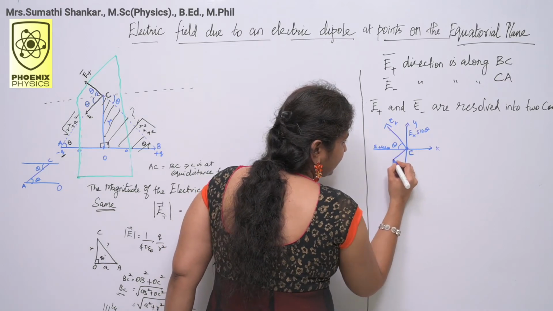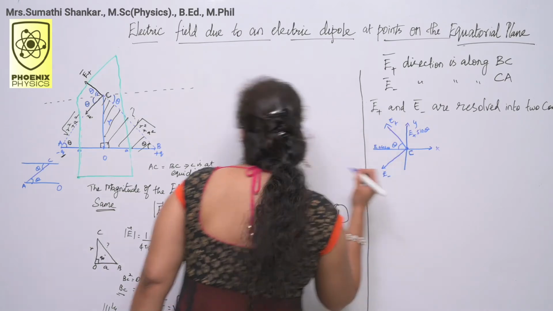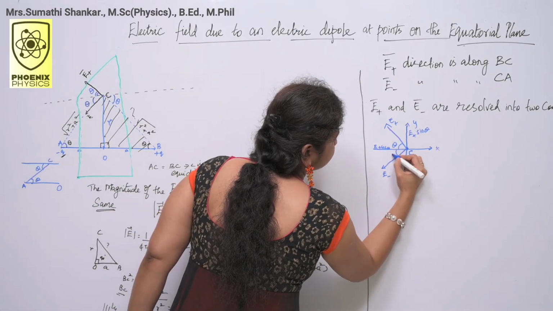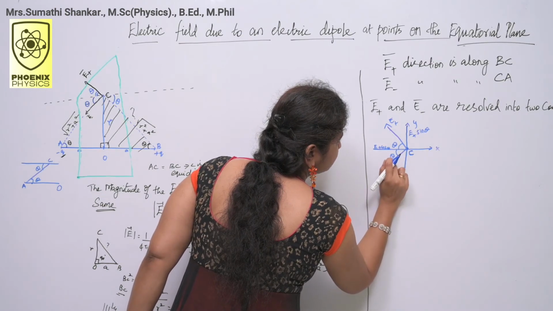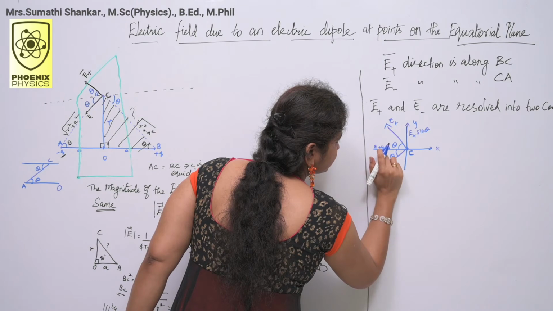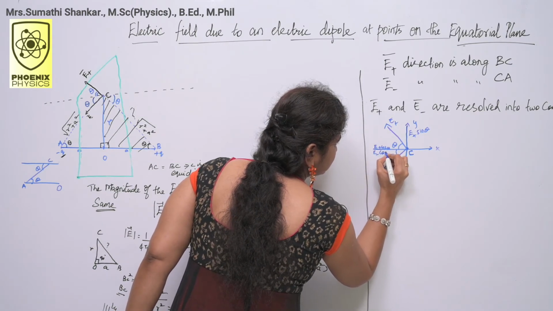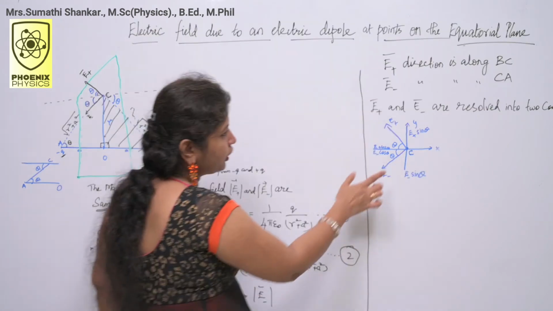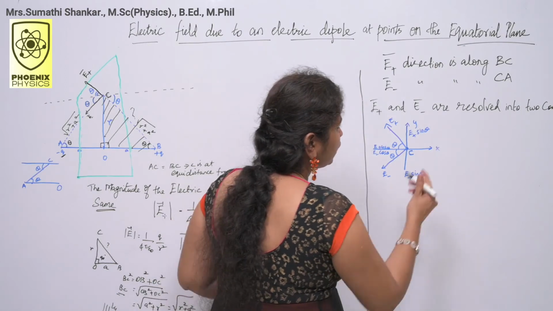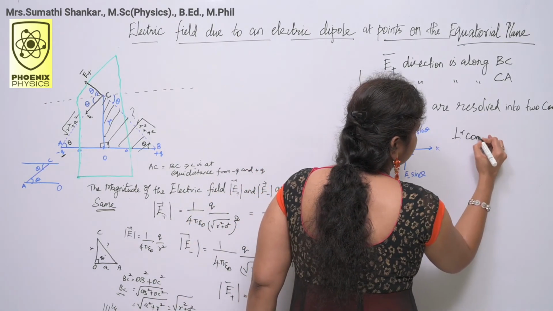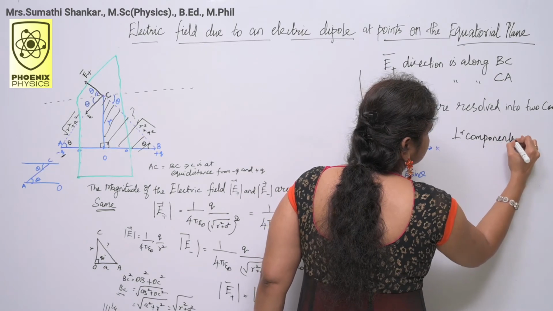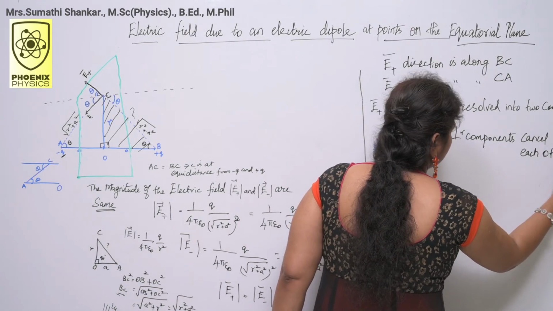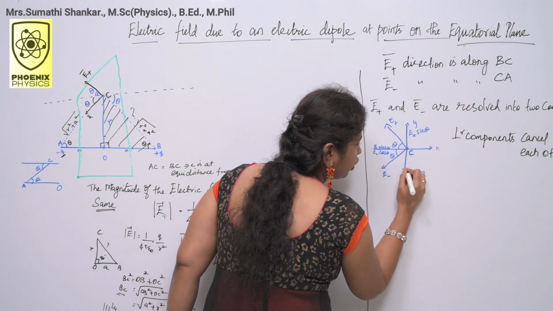Same way here I have the E minus vector. It makes an angle theta here. So the adjacent side of this theta is this line, E minus cos theta. The opposite side is this line, E minus sin theta. From this diagram, the perpendicular components cancel each other. Why? Because both are equal and opposite.